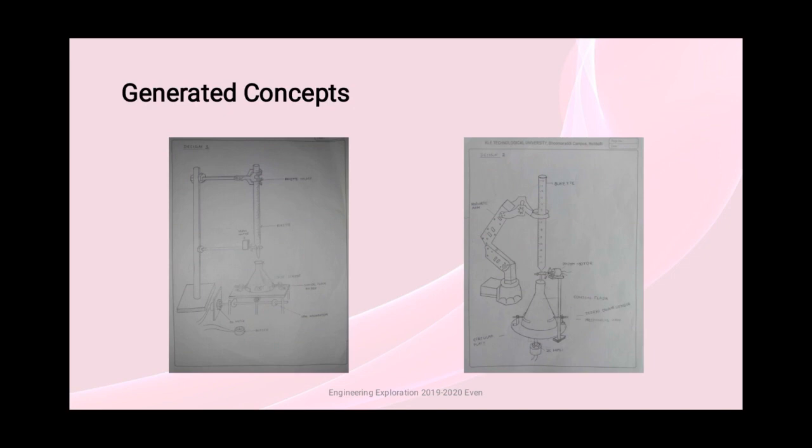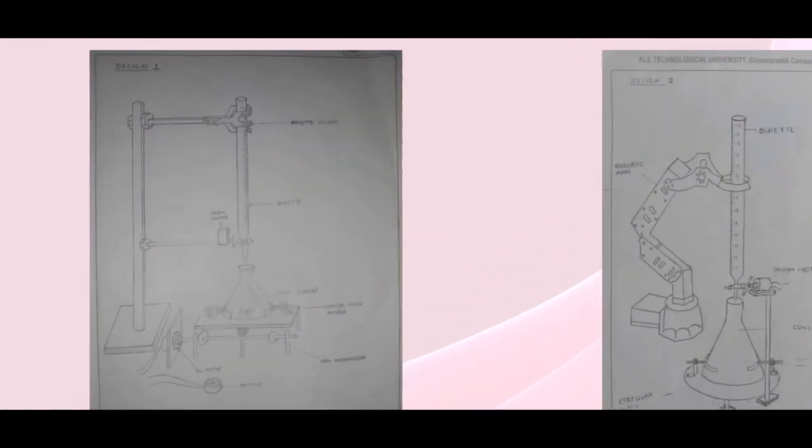In design 1, we have used mechanical arm for holding the burette and a rectangular platform for holding the conical flask. Here we have used servo motor for rotating the knob and a DC motor for shaking the conical flask using cam mechanism. Completion of the process is indicated by a buzzer when the color sensor senses the change in color.